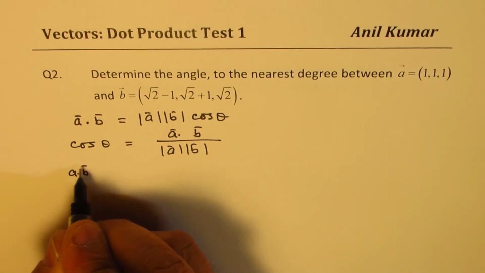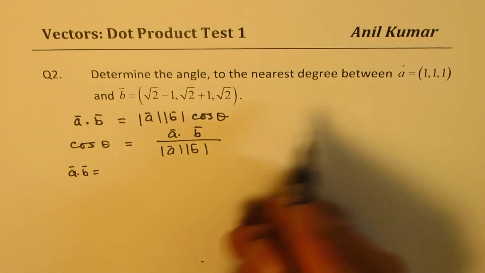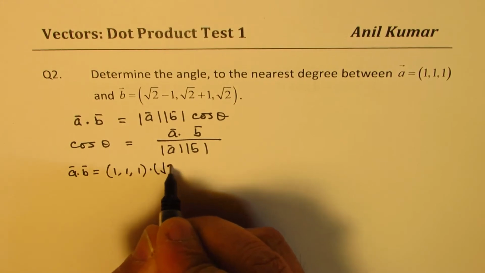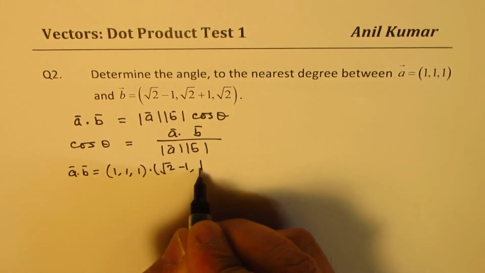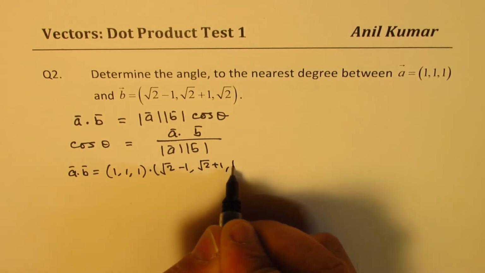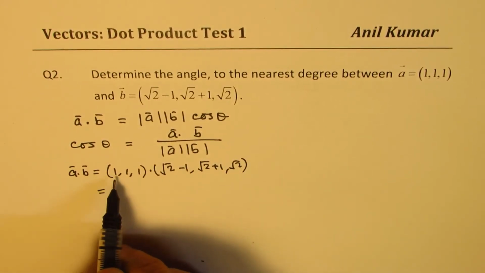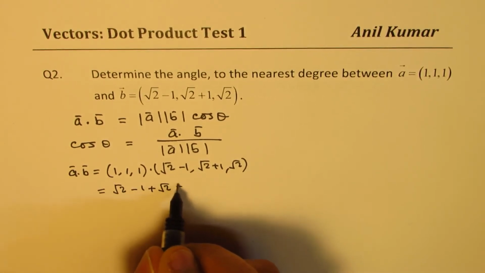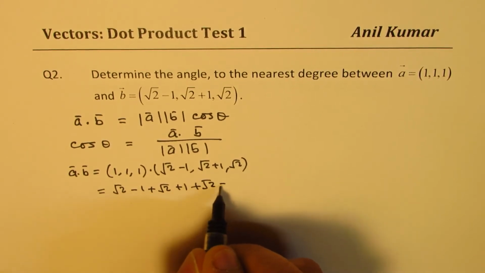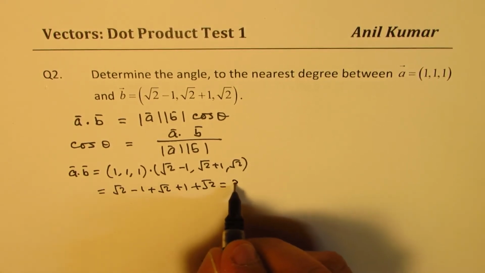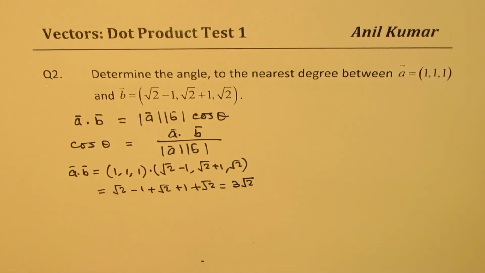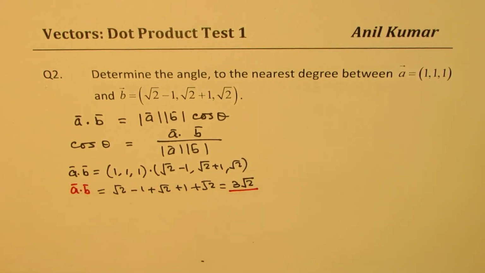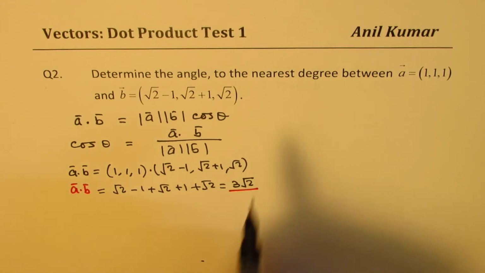So let's say what is A dot B. Let's calculate them separately. So A dot B is (1, 1, 1) dot (square root of 2 minus 1, square root of 2 plus 1, square root of 2), right? So that gives you square root of 2 minus 1 plus square root of 2 plus 1 plus square root of 2. So plus 1 and minus 1 cancel, and what you get is 3 square root of 2. So that is their dot product, right? So we have A dot B as 3 square root of 2. Let's find their magnitudes, right?